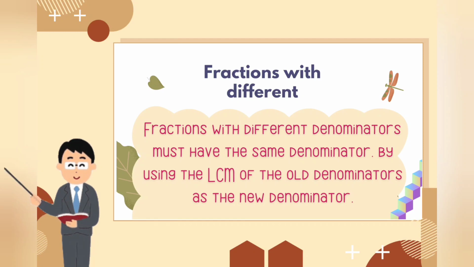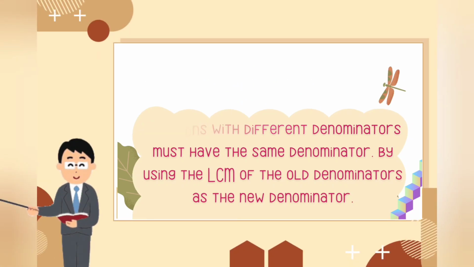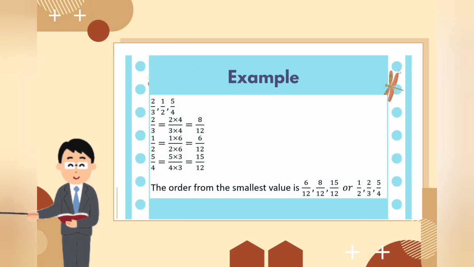For fractions with different denominators, they must be given the same denominator by using the LCM of the old denominators as the new denominator. Example: 2 divided by 3, 1 half, and 5 divided by 4. We need to find the LCM of the denominators. We know that the LCM of 3, 2, and 4 is 12. So we change the denominators to 12.